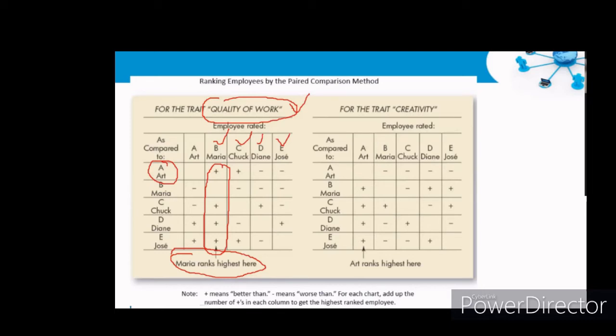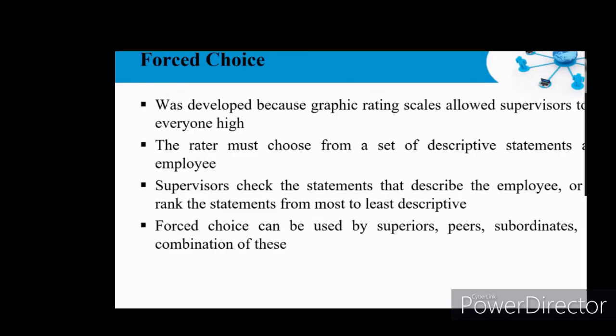So similarly, we'll pick up the next trait, it could be creativity, and again we'll do the same exercise. So let's come to forced choice. The forced choice method is, you have graphic rating scales. I mean, remember 1, 2, 3, 4, 5.